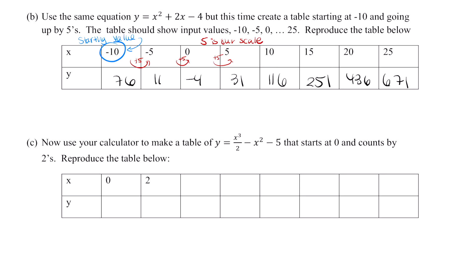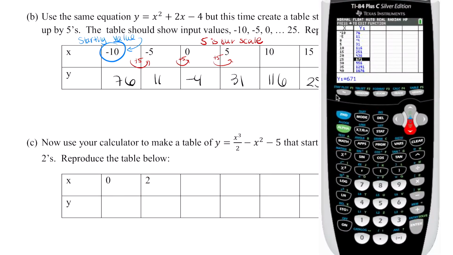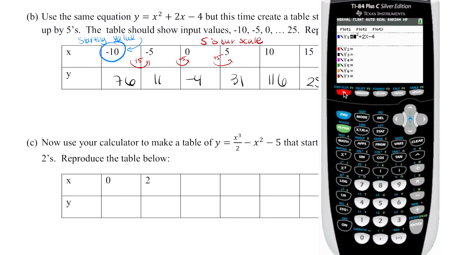So for part C, we want to use the calculator to make a table of this function here. So that's y equals x cubed divided by 2 minus x squared minus 5 that starts at 0 and counts by 2. So this is our start. And then plus, oops, I almost wrote plus 5, plus 2 is our scale. So let's go to y equals, and I'm going to leave our existing value here. I'm going to show you how you can have more than one function at a time.